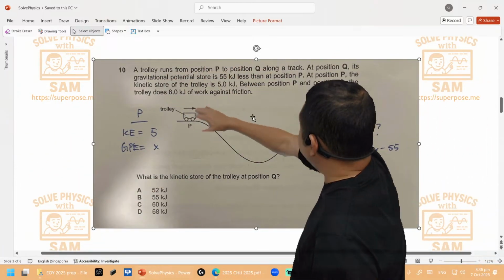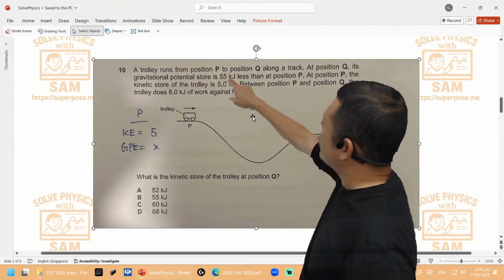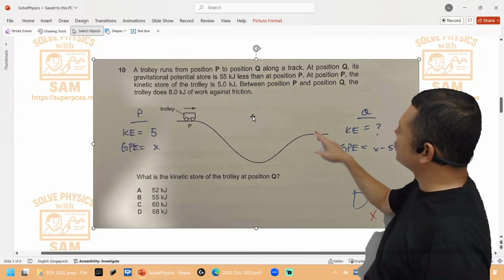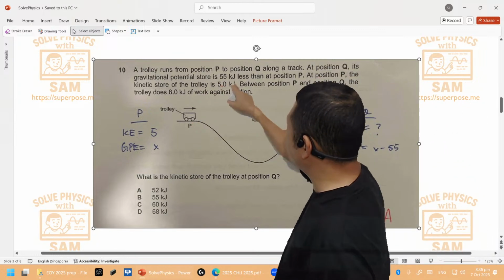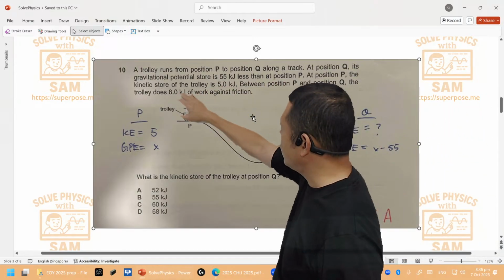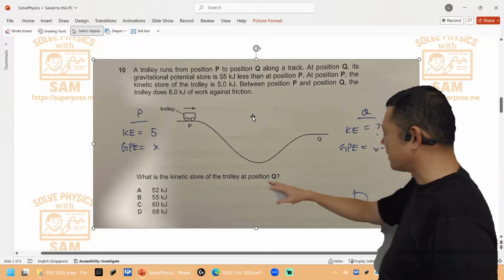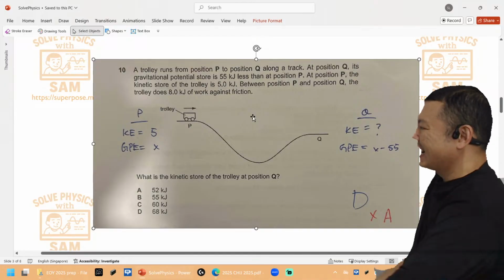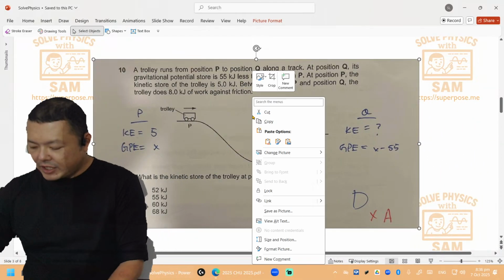A trolley runs from position P to position Q along a track. At position Q, the GPE is 55 kilojoules less than P. At position P, the KE is 5 kilojoules. Between the points P and Q, the trolley does 8 kilojoules of work against friction. So there's friction. What's the kinetic store of the trolley at position Q? This question here is a little bit straightforward. All you have to do is just energy accounting.